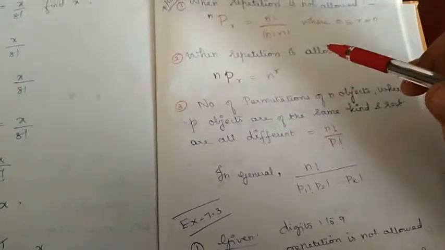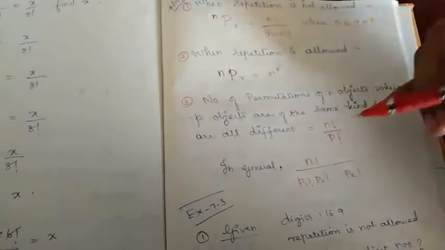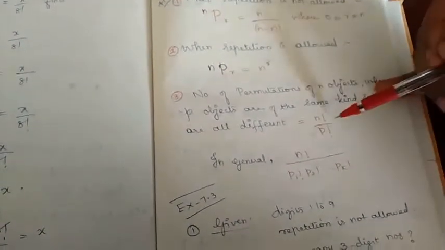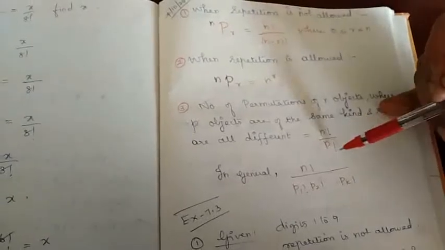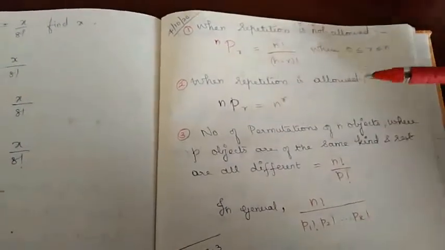In general, this can be generalized. If one object is repeated that many times, you can write it like this. If two or three objects are repeated, you can extend it. Where p objects are of the same kind and the rest are all different, it is n factorial divided by p factorial. We will see one example based on this so that you can recall.